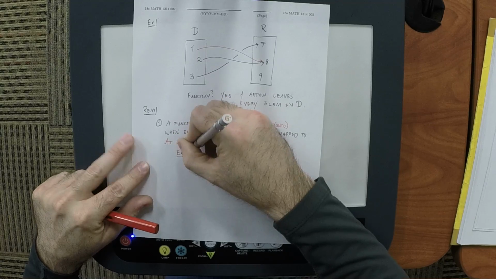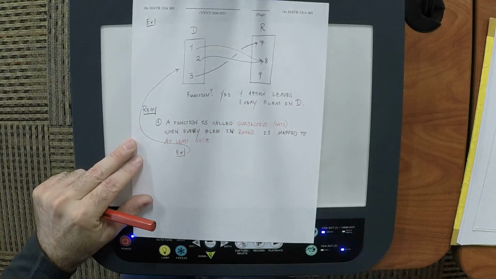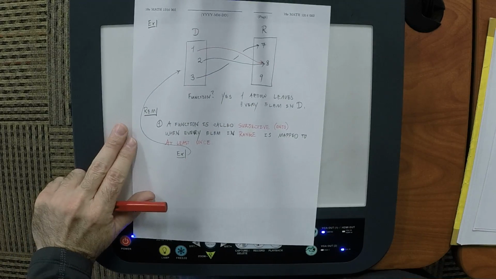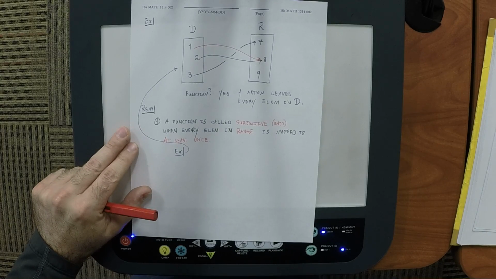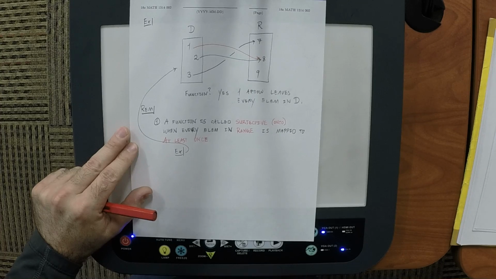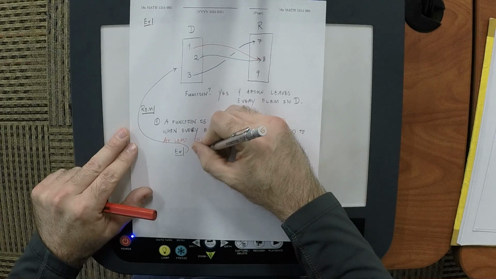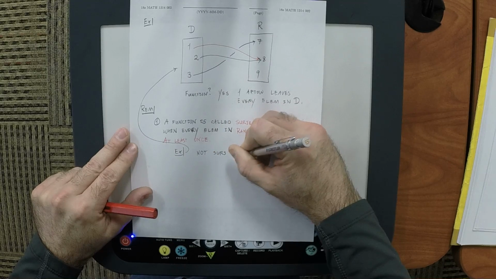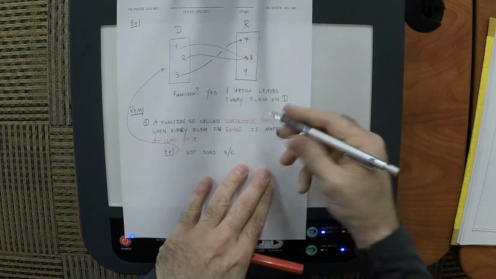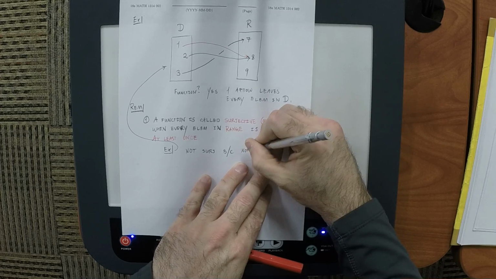So the question that I'm going to ask now is, considering this function that's at the top of the page, is it surjective? It's not. It is not surjective because why? Right. Because nothing maps to 9.